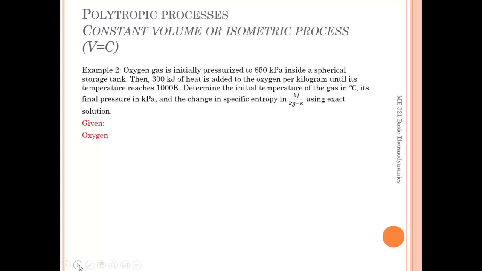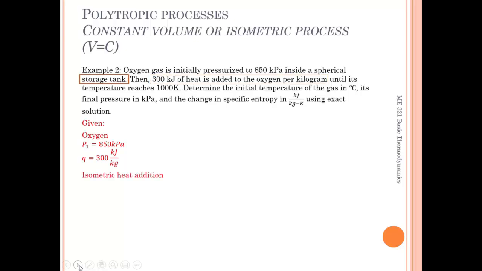The initial pressure inside the tank is given, and it is stated that 300 kilojoules of heat is added per kilogram of oxygen. Therefore, we denote this information in our given as small letter q, and its sign should be positive.